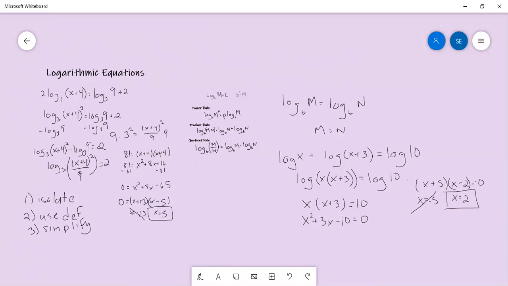In all logarithmic equations, we always want to go back and plug our answers in to ensure that in the original equation we aren't taking the log of a negative number.